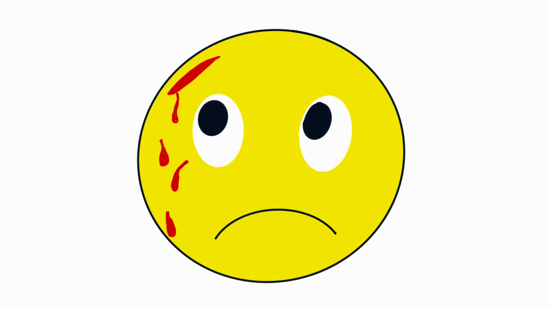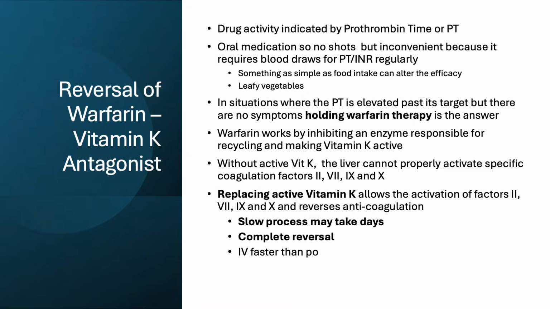So, what if someone on warfarin starts bleeding? Well, then you're going to have to reverse the effects. The drug activity will be indicated by the prothrombin time, or PT. This is an oral medication, so no shots are necessary. But it's inconvenient because it requires blood draws for PT and INR regularly. Something as simple as food intake can alter the efficacy of the drug, such as leafy vegetables.